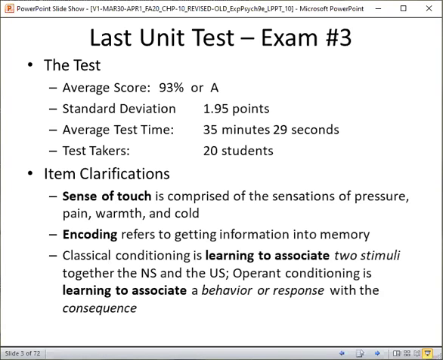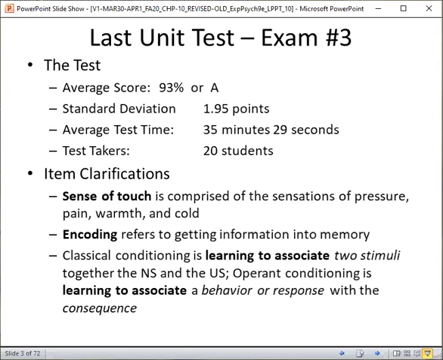All right, the other item deals with memory or encoding. Just wanted to clarify, when we mean encoding, it refers to getting information into memory. So we first have to encode it so that we then can store it. So then later we may retrieve it. So encoding is just getting the information into memory.